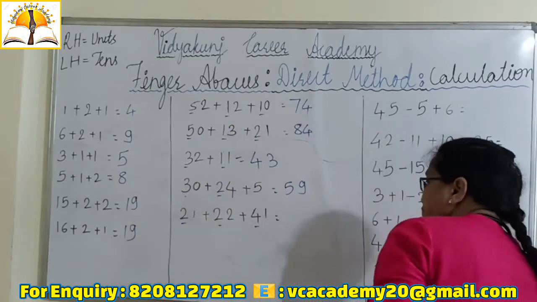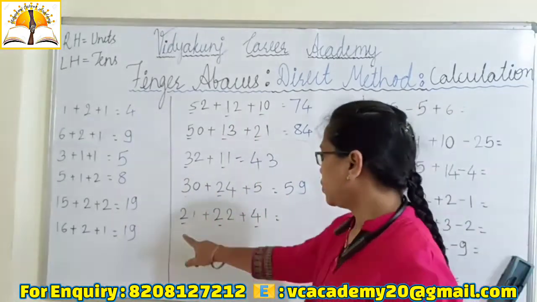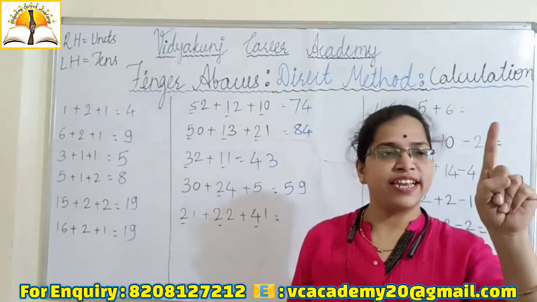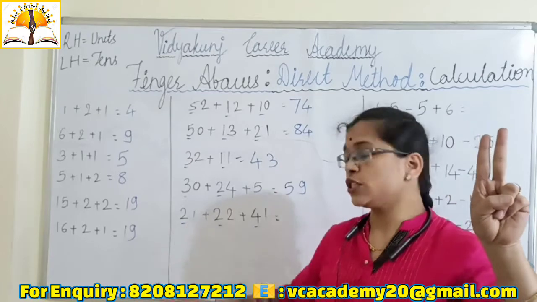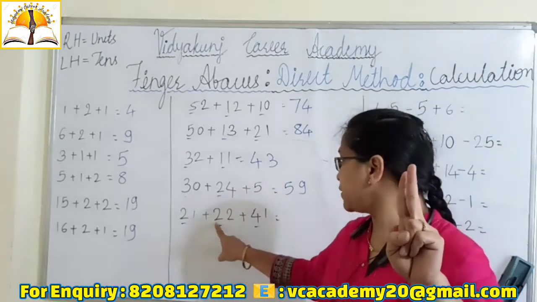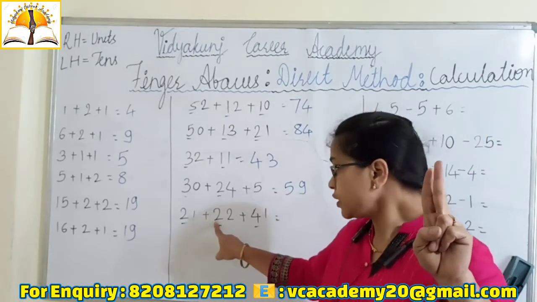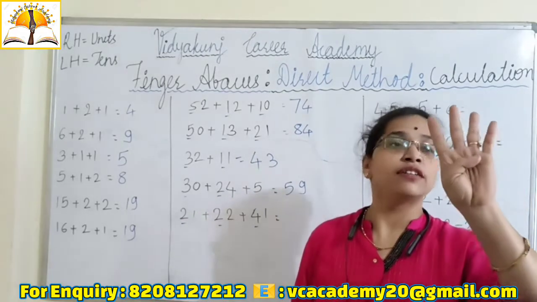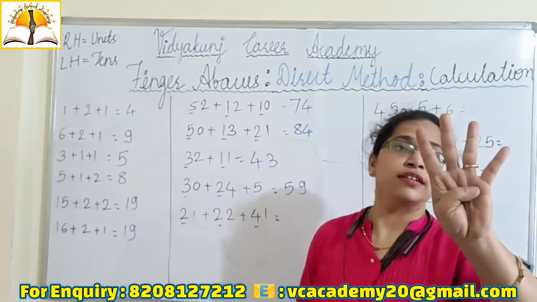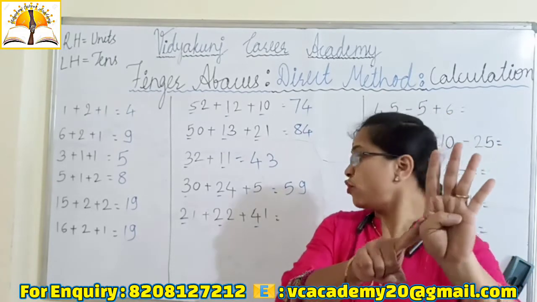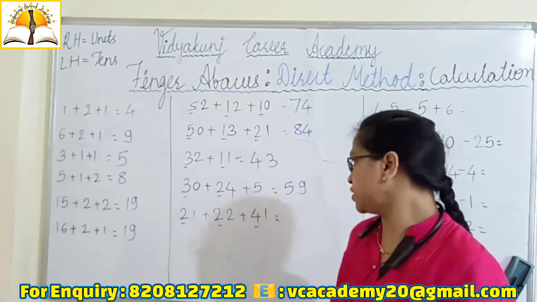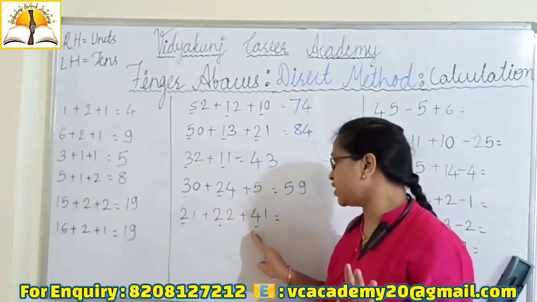Next number 21. 20 on the left hand: 10, 20, and here is 1. Next number, here it has given 22. 10, then 20. It becomes 40. 2. 1, 2. Okay, 43. Next it has given 40.